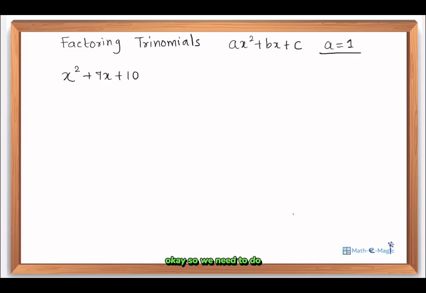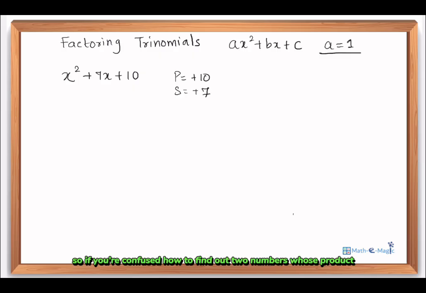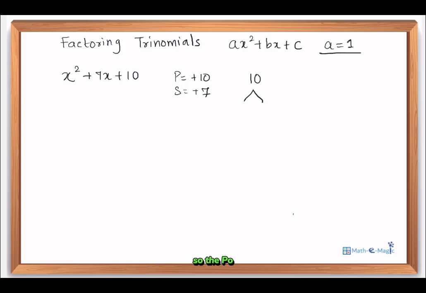Okay, so what we need to find over here is two numbers whose product will give me positive 10 and the sum should give me positive 7. If you are confused how to find two numbers whose product is fine, but the sum will give you positive 7, let us do a method where we write down 10 and we try to get two numbers. But before we do anything, let us determine the sign. So the 10 will always get the sign of the constant term. Over here it is positive 10, so it will be positive.